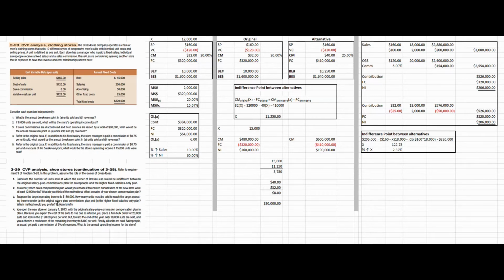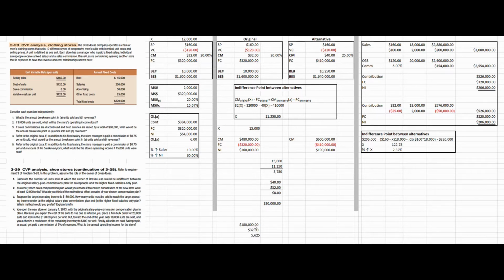Suppose the target operating income is 180,000. How many units must be sold to reach the target operating income under the two different alternatives? Well, if we want to calculate target income, probably the most straightforward way to think about that is, how many units do we need to sell in excess of our break-even point in order to generate that net income? So under our original option here, every unit we sell generates a contribution of $32. So if we need to generate net income of $180,000 and each unit we sell generates $32 in contribution, then how many units would we have to sell?